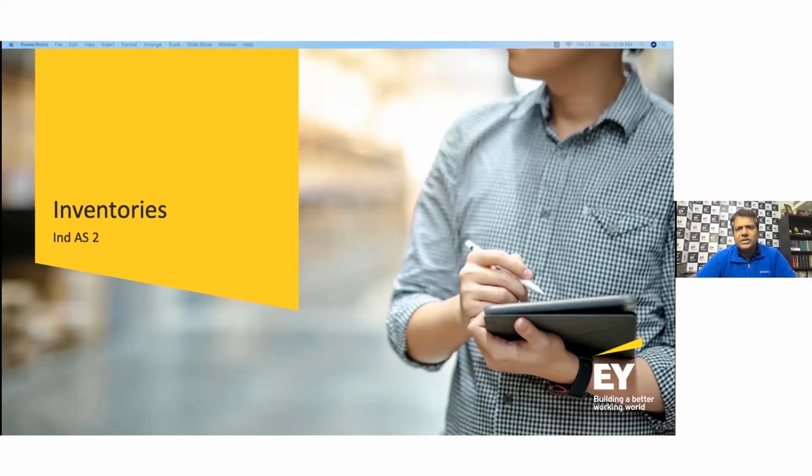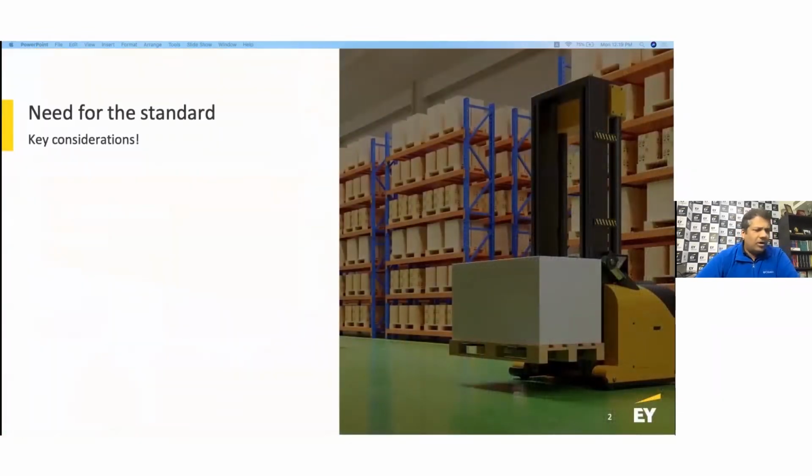Okay, so from the perspective of the standard, what are the key considerations? What is meant by inventory, right? Let's say you run manufacturing operations, a services business, or a trading business. It is what you actually produce that is characterized as inventory, or what is being used in the manufacturing process, that is also characterized as inventory.